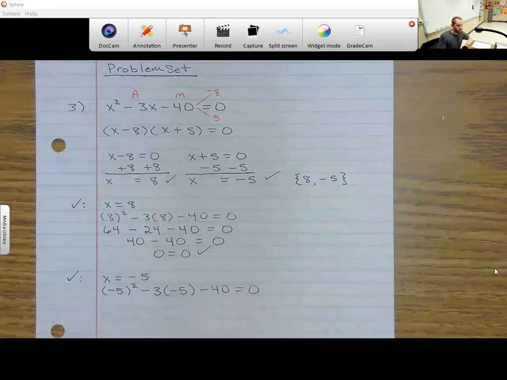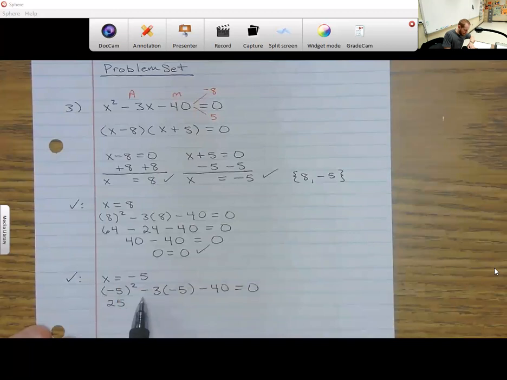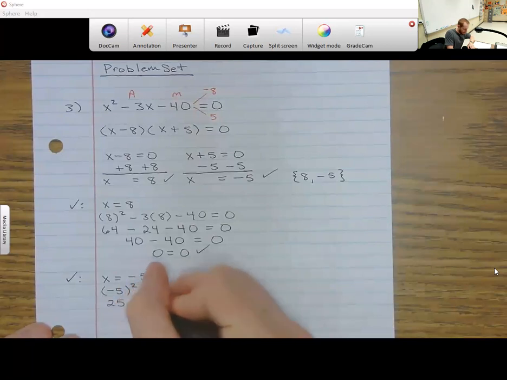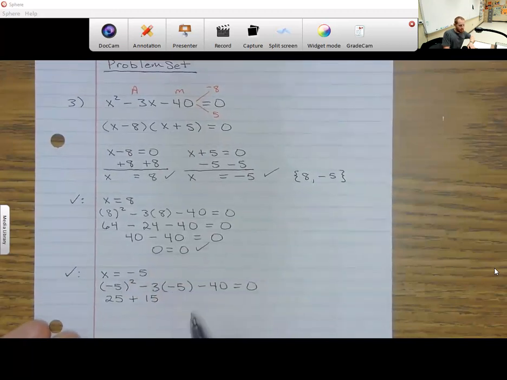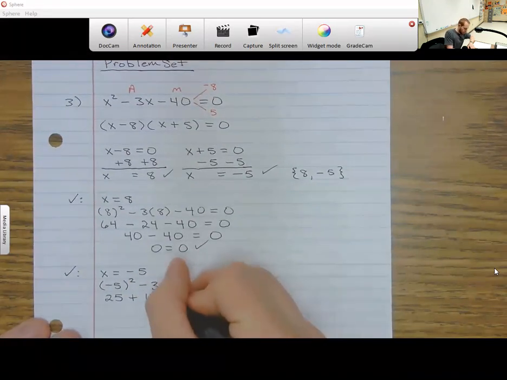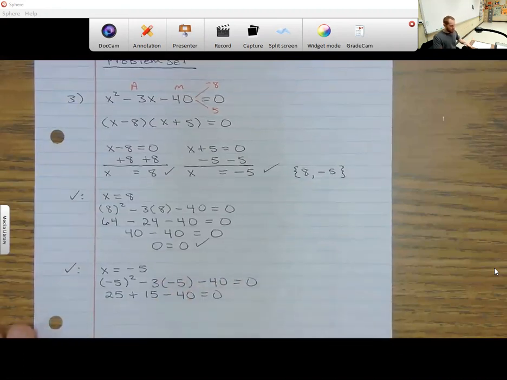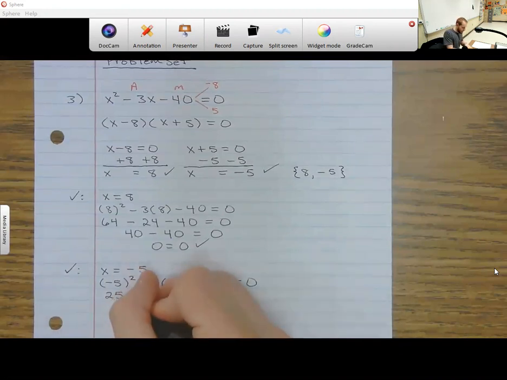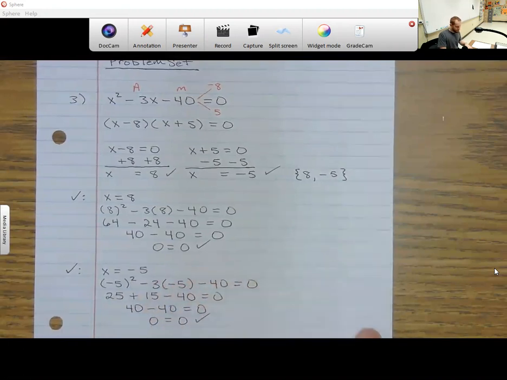Negative 5 squared, that's going to be a positive 25. Negative 3 times negative 5, that's going to be positive 15, right? Because I got that negative number times a negative number. And then after that, I bring down the negative 40 equals 0. Okay. So 25 plus 15 is going to give me 40. So then 40 minus 40 equals 0. And yes, 40 minus 40 does equal 0. So I got it.